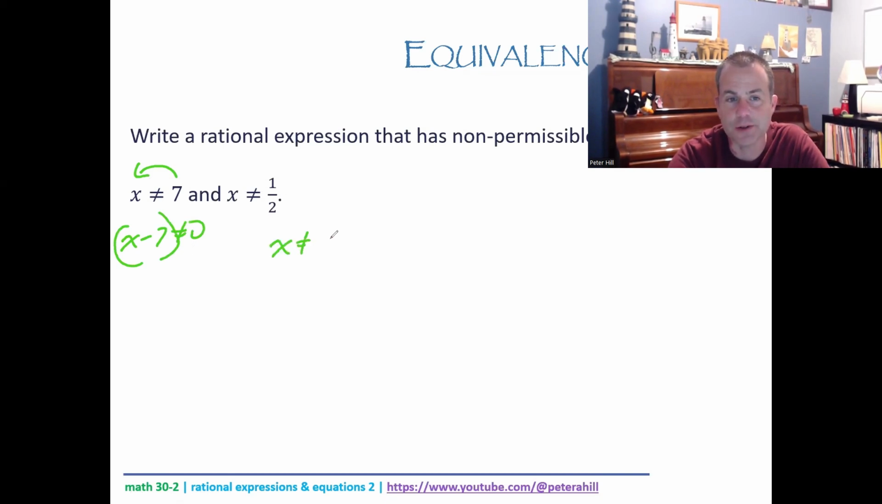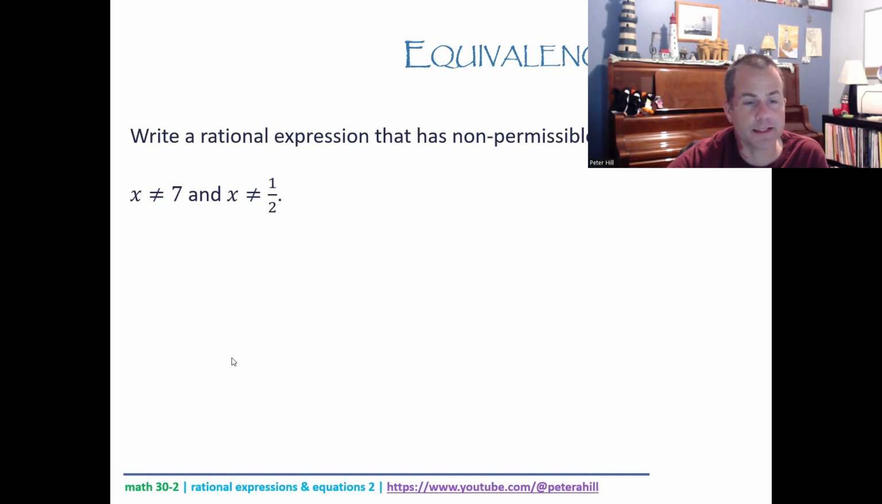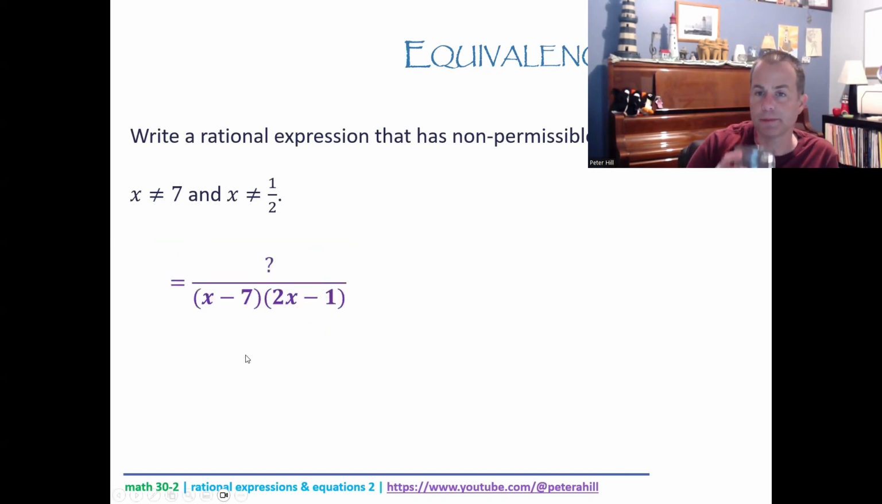This guy's a little trickier. To get 0, I don't want to just subtract 1/2 from both sides. These things always should be integers, not just any old rational number. So we don't want fractions in our factors is what we're saying here. So let's instead get rid of the fractions by multiplying both sides by 2 first, and then I'll subtract the 1 so that it equals 0. So that would be my other factor. So I would need to have an x minus 7 on the bottom and a 2x minus 1 on the bottom.